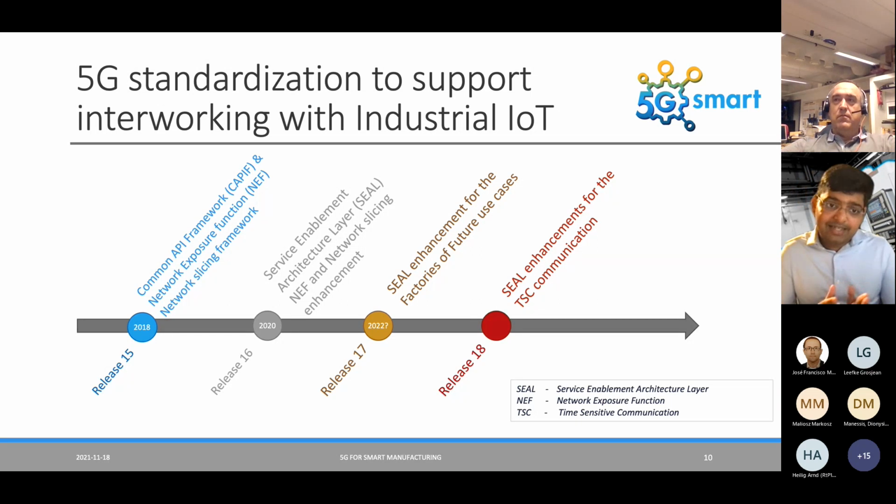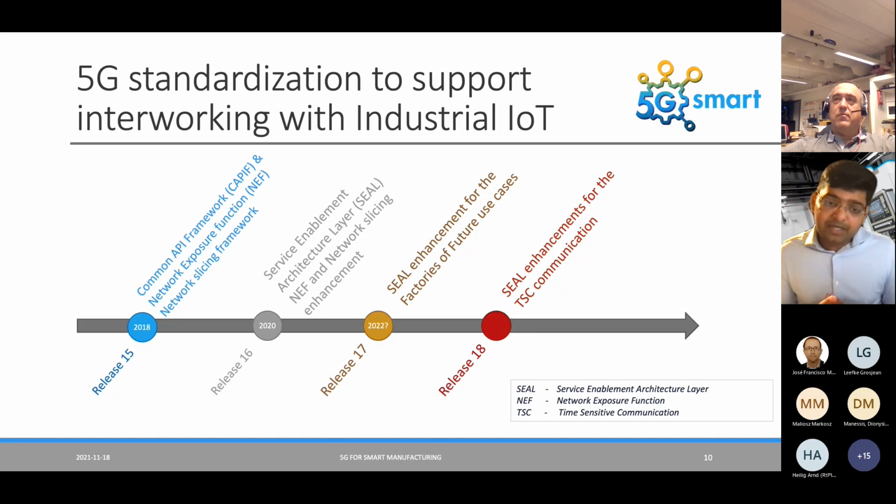In releases 16 and 17, SEAL, the Service Enabler Architecture Layer, along with NEF enhancements and network slicing enhancements, were introduced. This allowed more vertical-specific functionality exposure, for example, specific to V2X communication, specific to factories of the future applications.